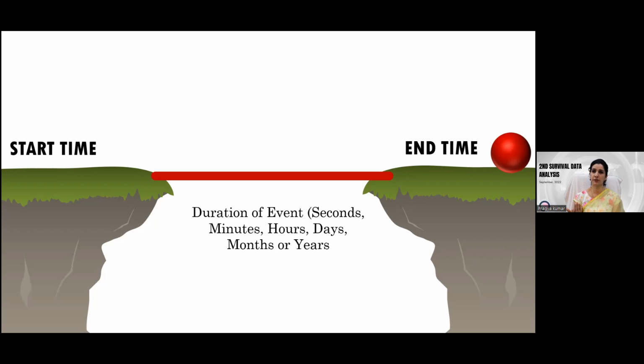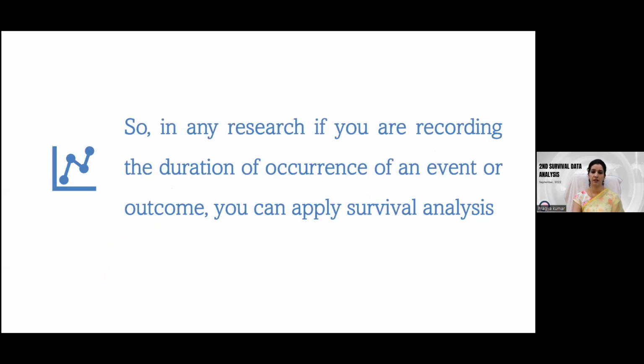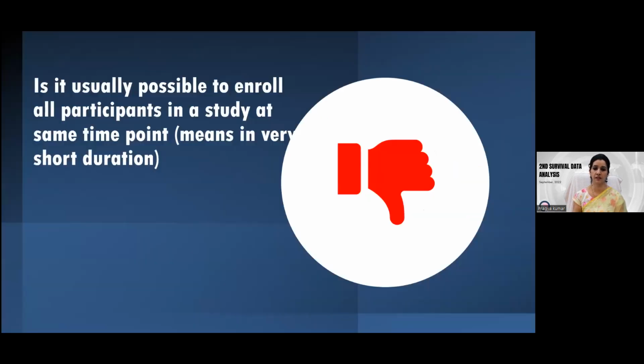Anshuman is writing rheumatism control to relapse of symptoms. Yes, that can also be there. So in any research, if you are recording the duration of occurrence of an event or outcome, you can apply this survival analysis.